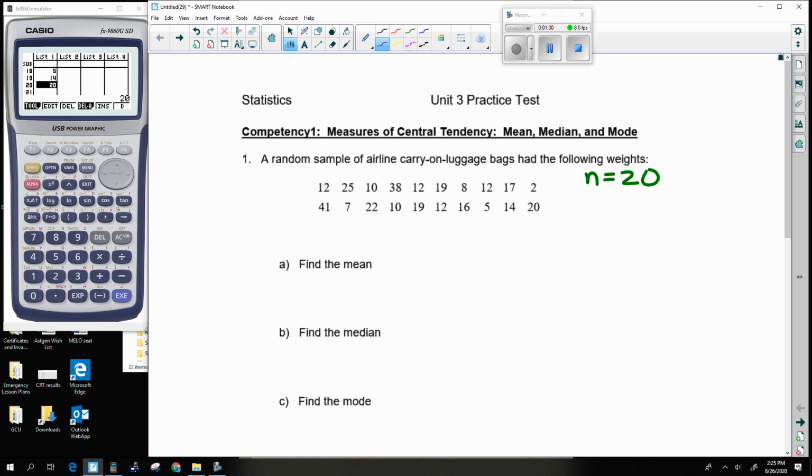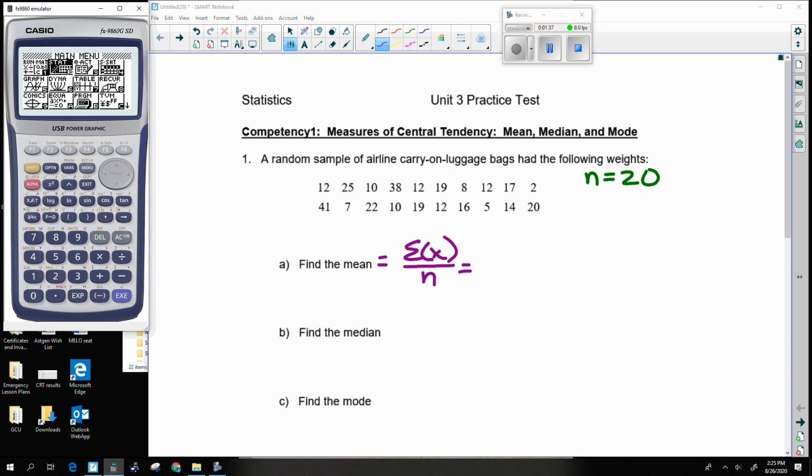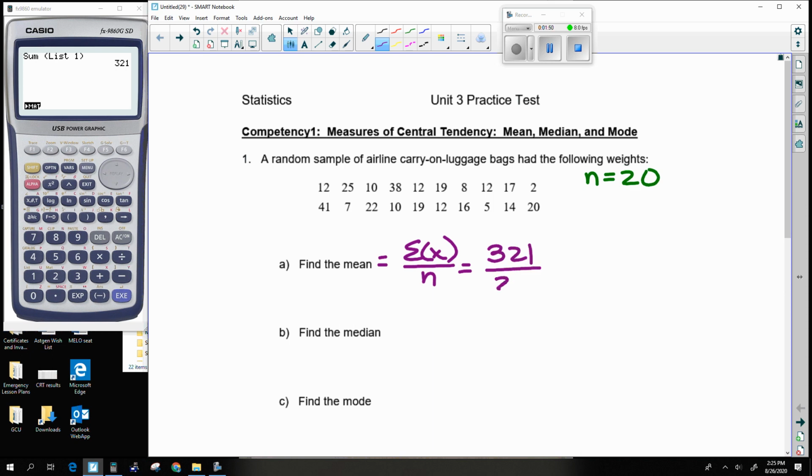And let's get started. The mean is where you have to add them all up and divide by the number of numbers. So I go to my main calculator and I add them all up. That's the same thing as taking the sum. And I divide by the number of numbers. There it is.